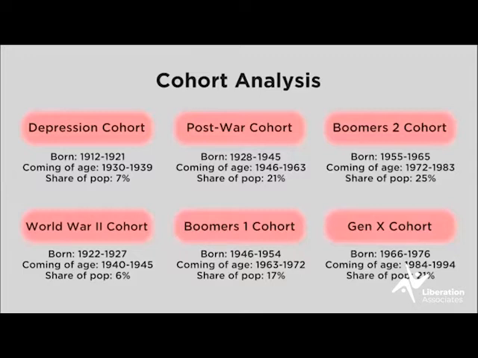Now, in the year 1912 to 1921, there's something called the Depression cohort. Some things happened around that period that created people that were born in that period, and they're coming of age at the year 1930 to 1939. They are called the Depression cohort. People that were born in 1928 to 1945 come of age at 1946 to 1963. They are called the post-war cohort.